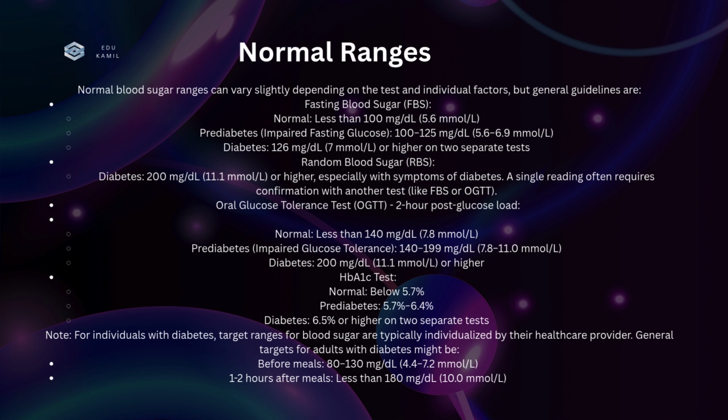Note, for individuals with diabetes, target ranges for blood sugar are typically individualized by their healthcare provider. General targets for adults with diabetes might be: before meals, 80-130 mg per deciliter, 4.4-7.2 mmol/L; 1 to 2 hours after meals, less than 180 mg per deciliter, 10.0 mmol/L.